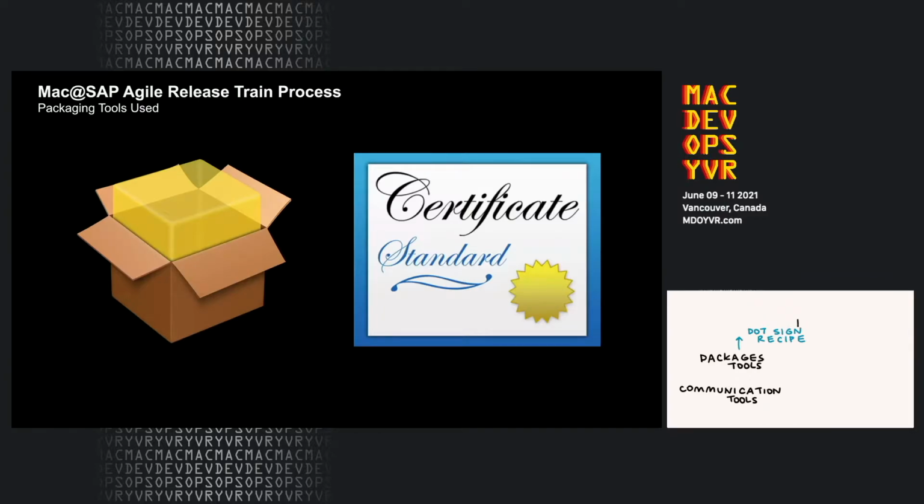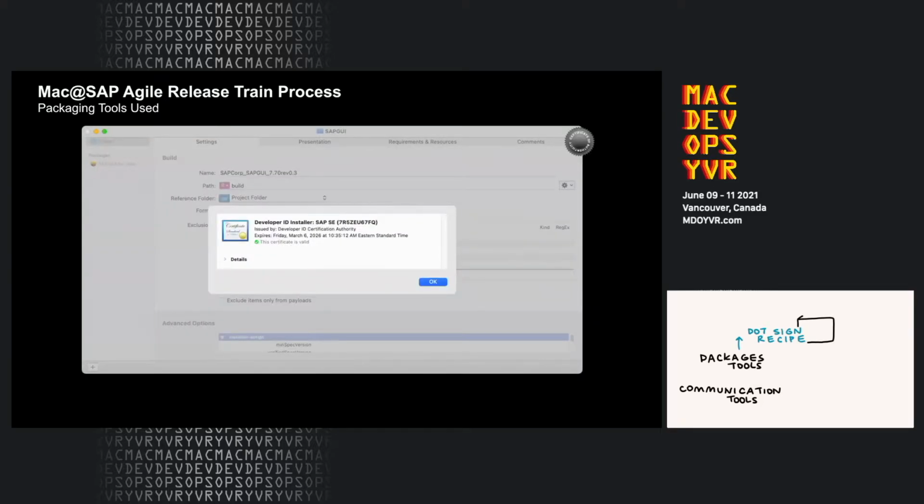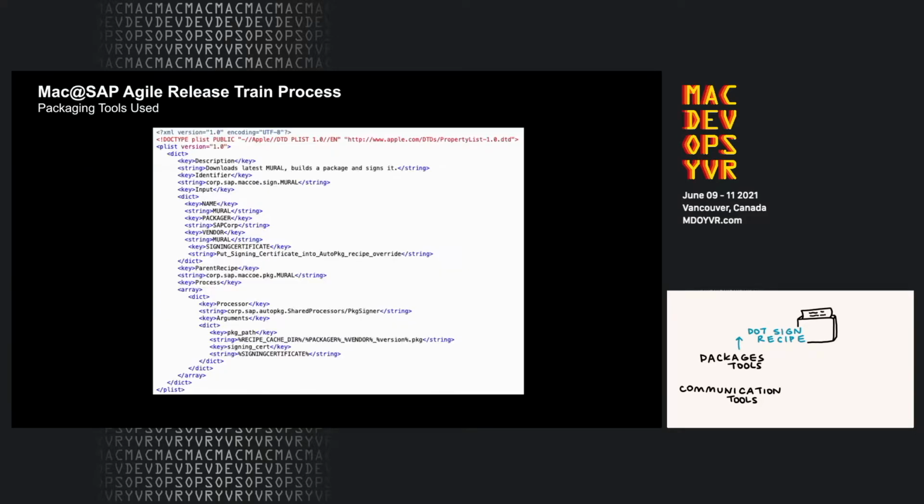One of the rules we follow is that the packages used in release train must be signed. To support this when manually building packages, we leverage Packages' ability to sign installers. When building using AutoPkg, we leverage an AutoPkg processor named Package Signer, and we use what's called a .sign AutoPkg recipe.